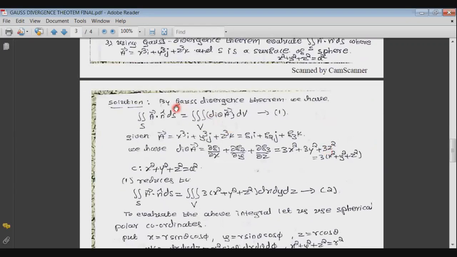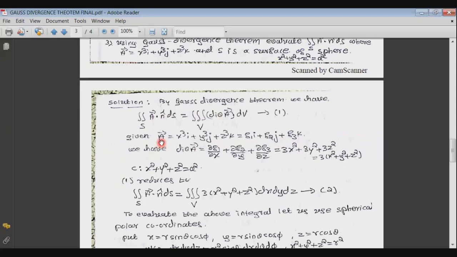Now, according to the Gauss divergence theorem, we can write the required value of the surface integral, that is double integration over S of a bar dot n cap dS, equals triple integration over the volume V of divergence of a bar dV, where a bar is the given vector, that is x cube i plus y cube j plus z cube k, which is of the form f1 i plus f2 j plus f3 k.